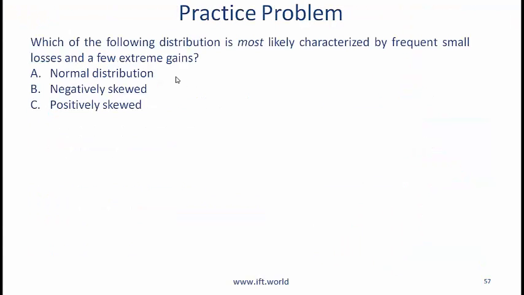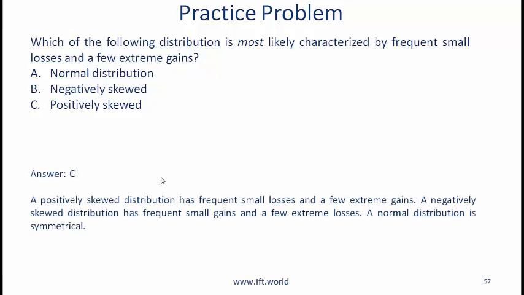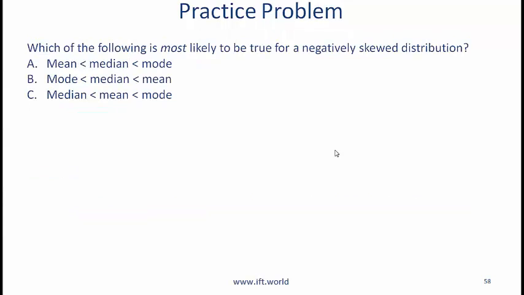Let us look at a practice problem. Which of the following is most likely characterized by frequent small losses and a few extreme gains? We have just seen this. The correct answer is C, positively skewed, where we have many small losses and a few extreme gains, which represents the outliers on the right.